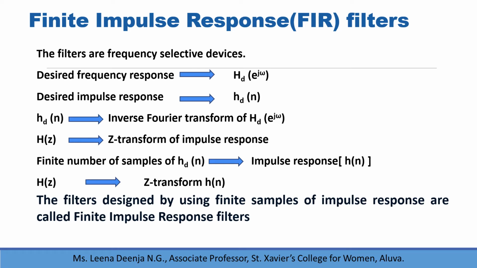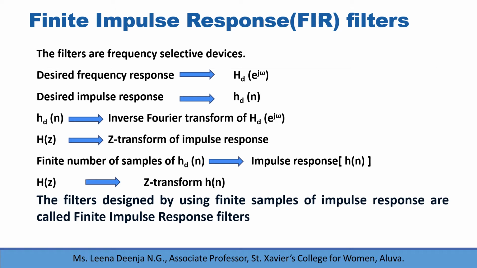Thus, by proper selection of the coefficients, we can design frequency selective filters that pass signals with frequency components in some bands, while they attenuate signals that contain frequency components in other frequency bands. In general, the specification of a digital filter will be the desired frequency response Hd(e^jω). The desired impulse response hd(n) of the digital filter can be obtained by taking the inverse Fourier transform of Hd(e^jω).